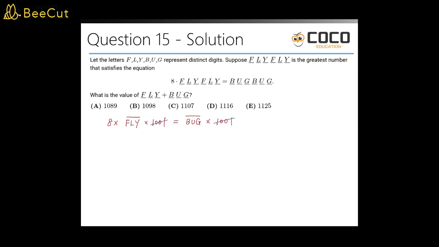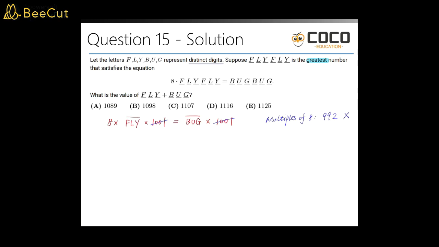Right, we are looking for a number where 8 times FLY equals BUG. And they also want us to get the greatest value. So we know that this 3-digit BUG is a multiple of 8. Now, the largest multiple of 8 we can get is 992. But 992 cannot be used because these 6 letters all represent different digits. These are distinct digits. We cannot have repeated digits here, so 992 cannot be used.